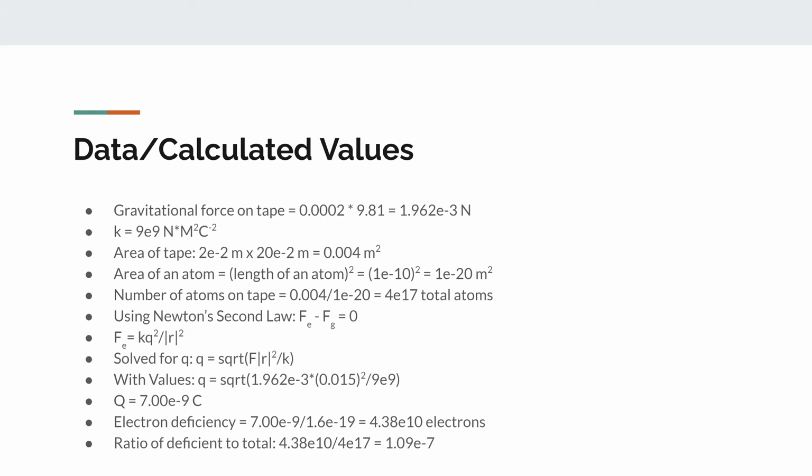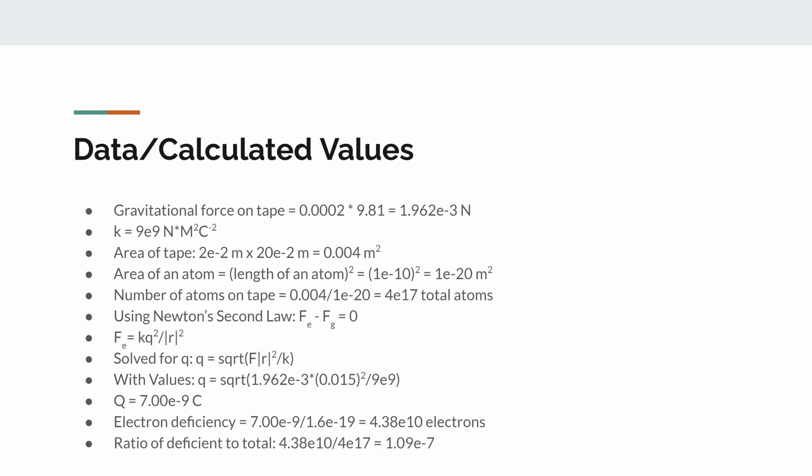Data and calculated values used. The gravitational force on the tape I calculated to be equal to the mass in kilograms times 9.81 meters per second squared, which is the gravitational acceleration on planet Earth. That's going to give us approximately 1.962 times 10 to the negative third newtons of gravitational force. K, the electric constant, is equal to 9 times 10 to the 9th newton meters squared per coulomb squared. The area of the tape is going to be equal to 2 centimeters, which is the width, times 20 centimeters, which is the length, and that's going to be 0.004 square meters.